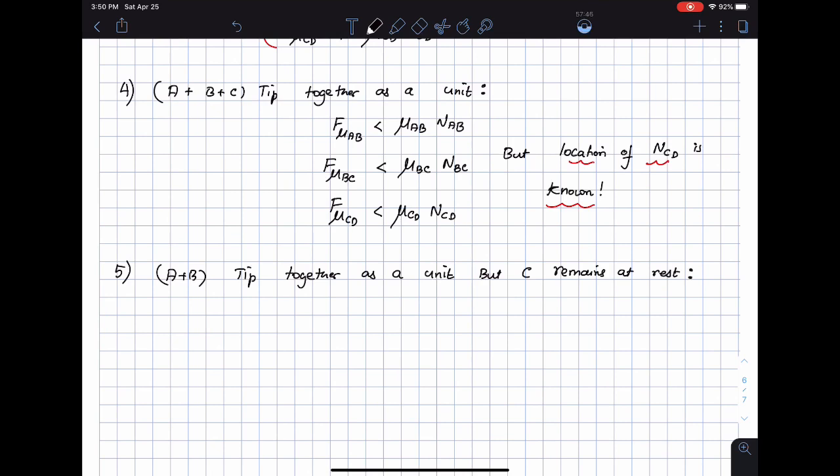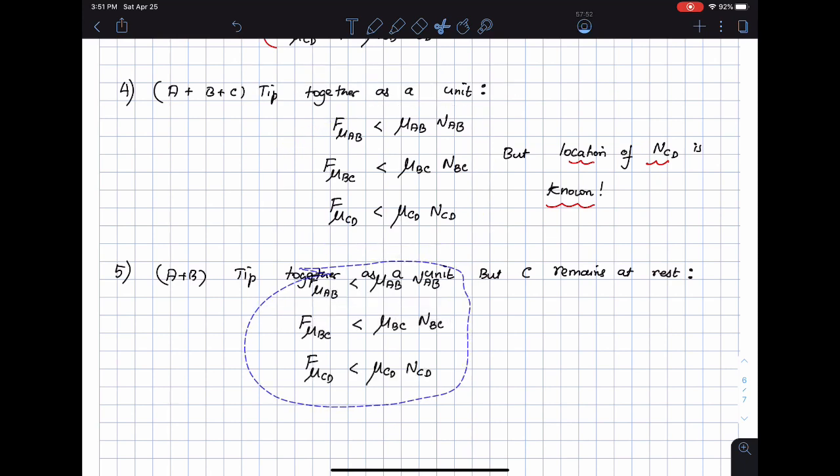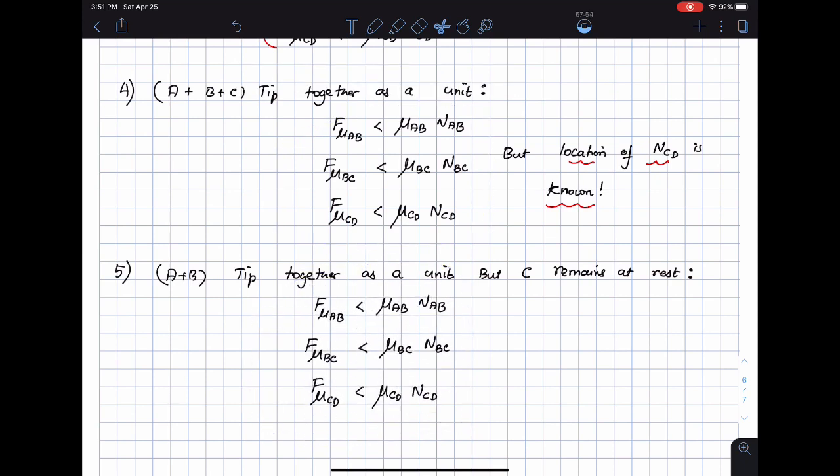Okay, which means that my equations are going to be the following. I'm just going to copy these equations because the inequalities are going to remain the same. So with your permission, I'm going to do that. And here is what I'm going to say. I'm going to copy this statement and change a few things. In this case, what is the location that is known to me? If A and B tip together, then the location of NBC is known to me.